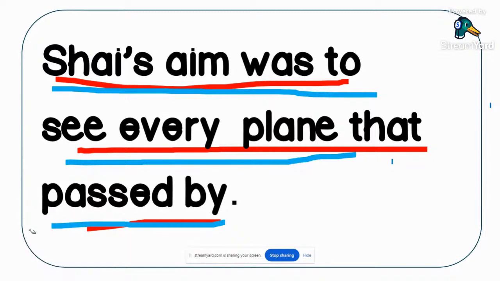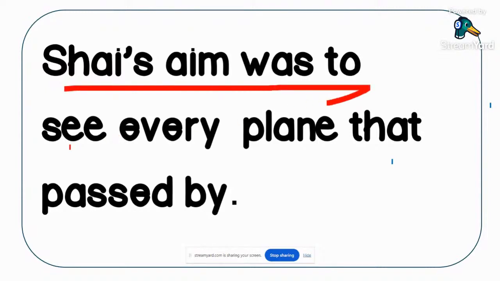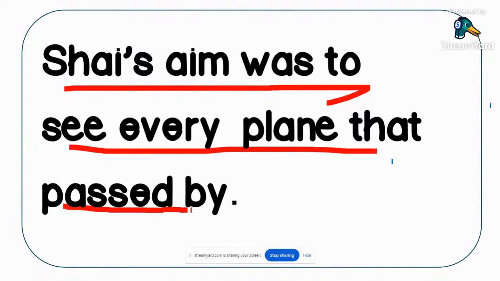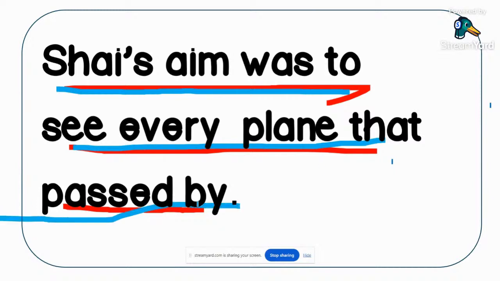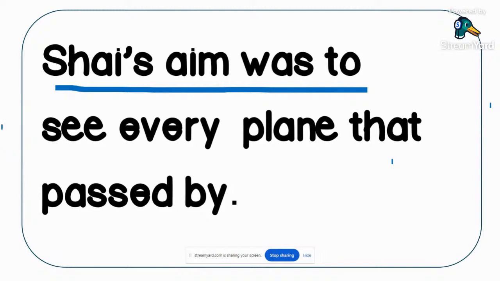Good. Try and read it on your own now. So you would try to read it on your own. Let's see if you can read it on your own. Okay, so you just tried reading it on your own. Let's go now again. Shay's aim was to see every plane that passed by. Let's go quickly now one more time. You want to go very quickly now. Let's do that. Shay's aim was to see every plane that passed by.